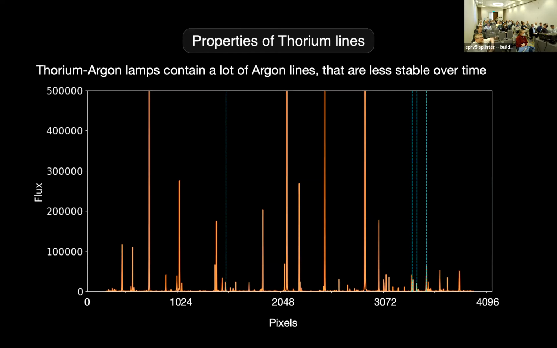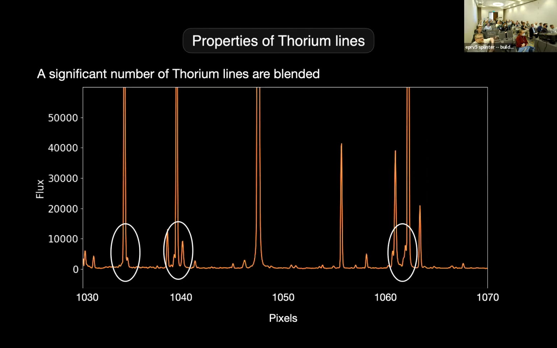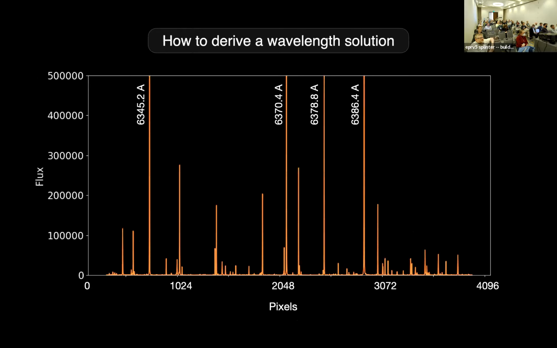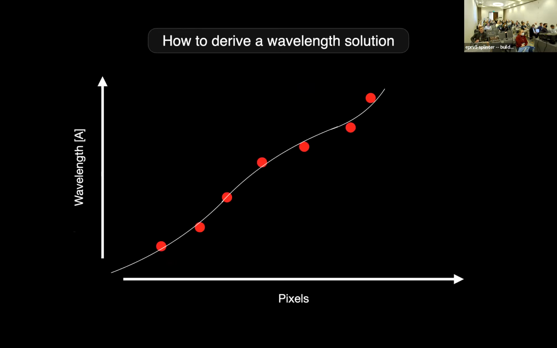You also have some argon lines, so you just have to be careful not taking those because they're not as stable. You have a lot of lines that are blended, and what we don't know with time is how those blends behave. So it can introduce some velocity shift if you're not careful in selecting those. But basically, the idea is quite simple. You have those lines, you know the wavelength, you have the pixel position, and then for each order of the instrument, you just fit a polynomial to that, and then you are able to get a wavelength for each pixel of your instrument.